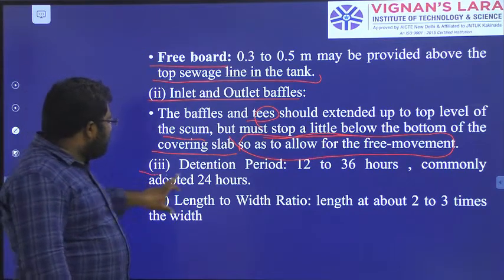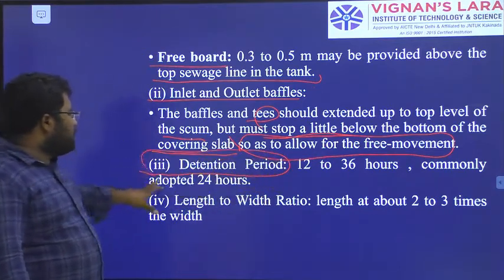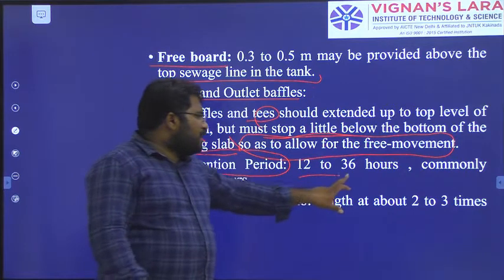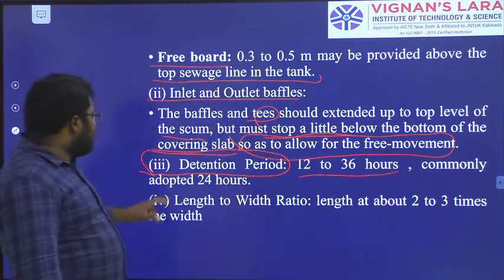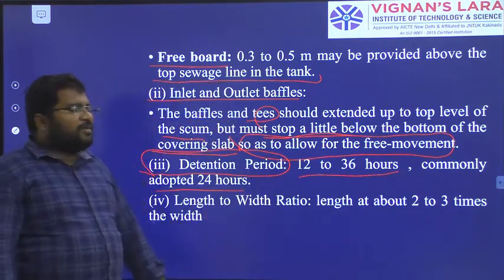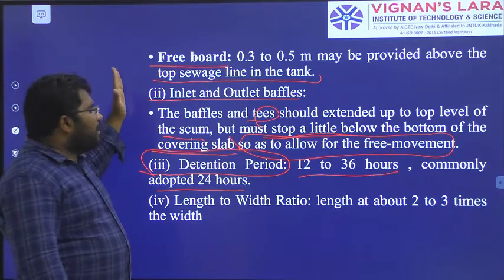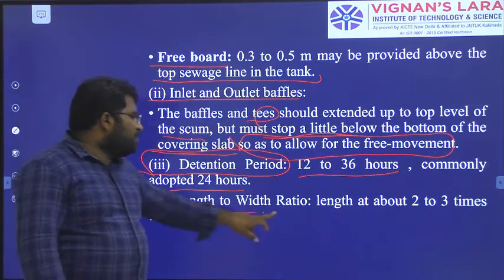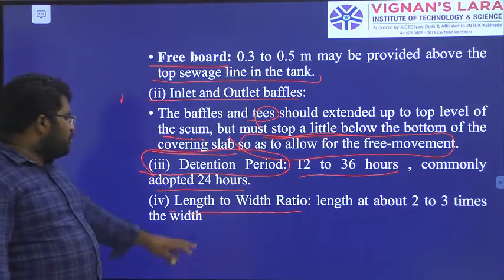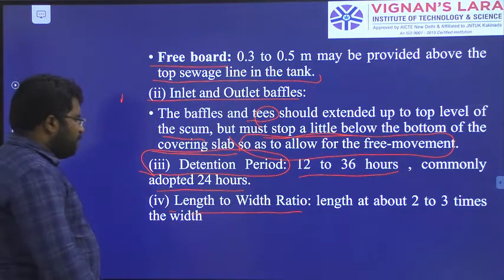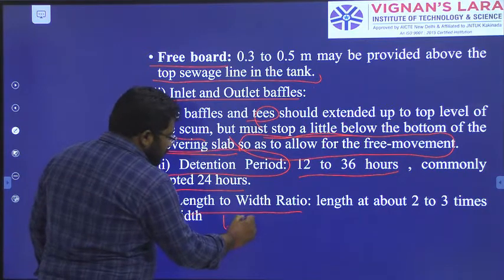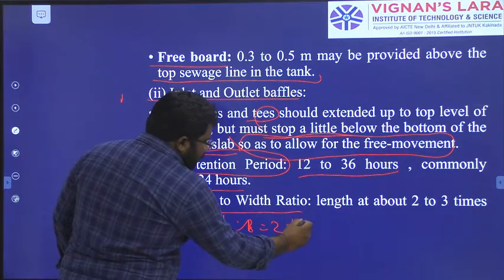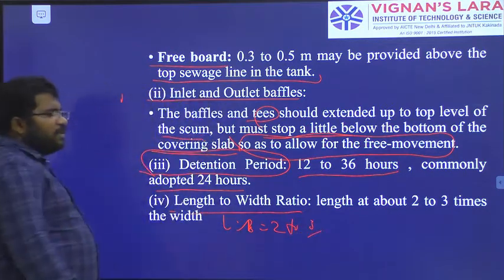Then the third important thing is detention time, which is 12 to 36 hours. Commonly we adopt 24 hours, the time taken to enter and leave. The length to width ratio is 2 to 3, so L to B is 2 to 3. You can use 2, 3, or between 2 and 3.